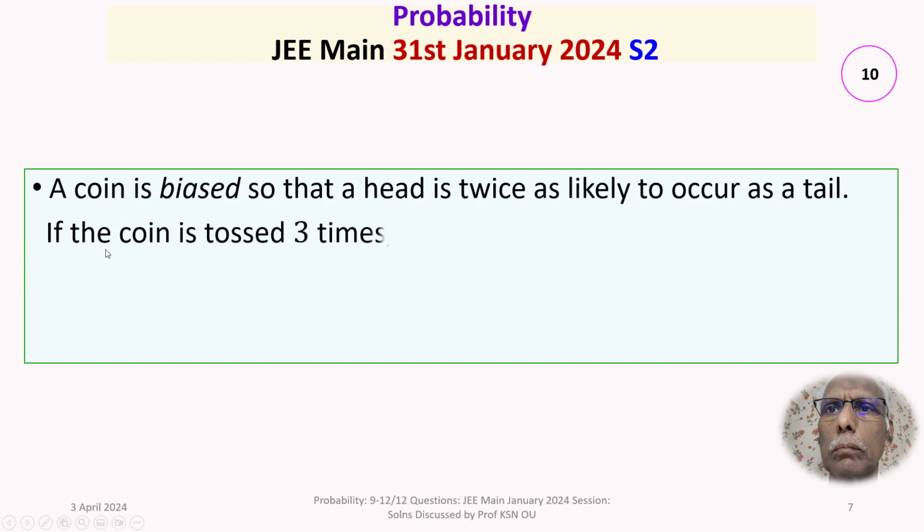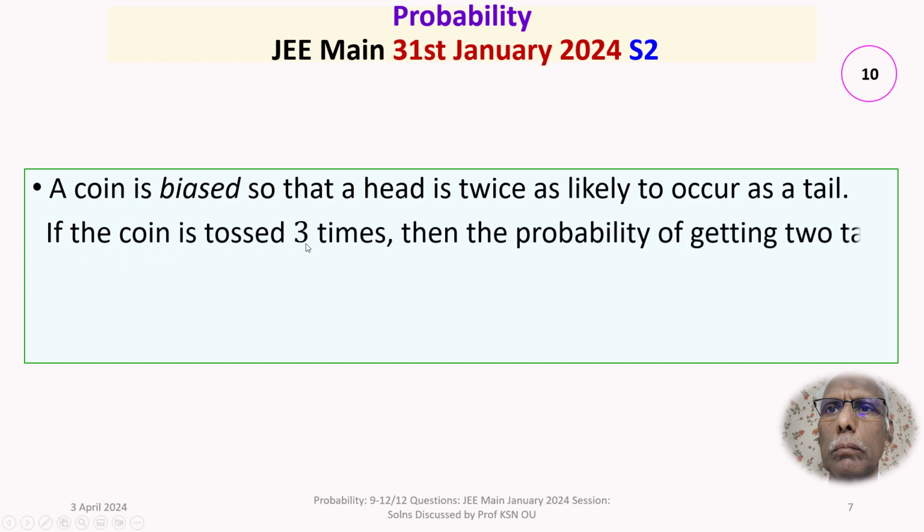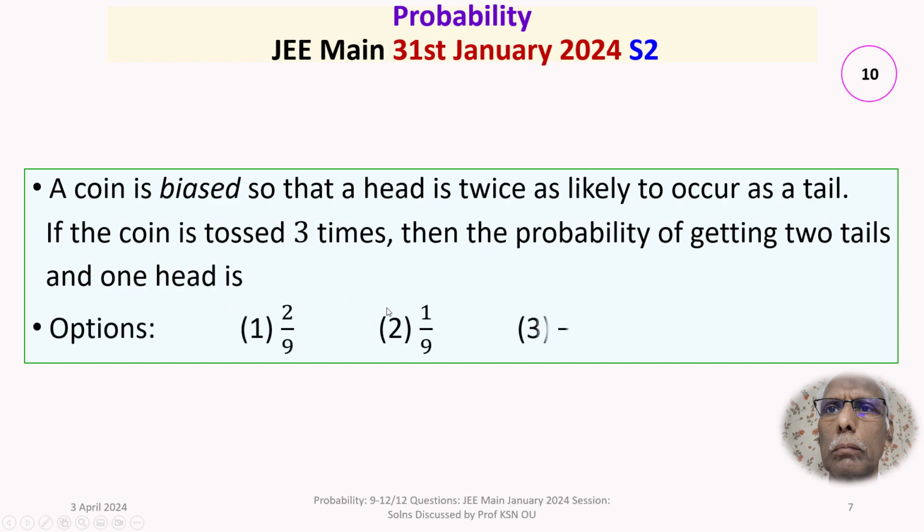Now, if the coin is tossed 3 times, then the probability of getting 2 tails and 1 head is. So this biased coin is now tossed 3 times. If this is tossed 3 times, then you have to find out the probability of getting 2 tails and 1 head. We are given 4 options.